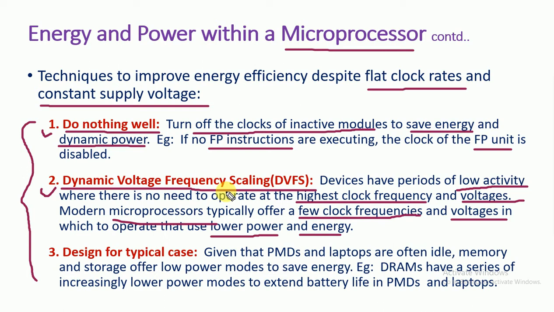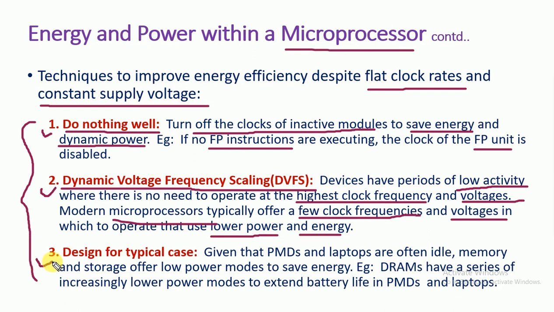For low active areas, reduce the speed of the clock, and for highly active areas, increase the clock rate. We are reducing the power requirement, because for slow or low active areas we give only a very low clock frequency and very low voltages, so that we can save the dynamic power and energy of the entire processor.